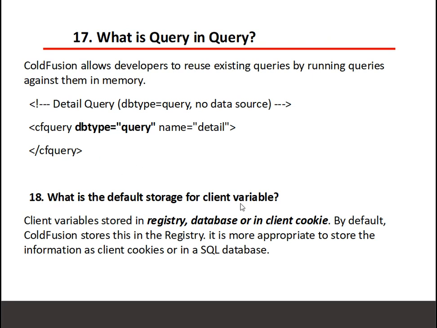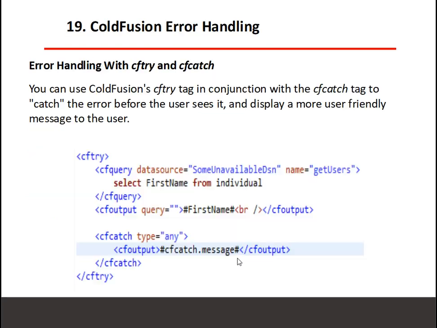What is the default storage for client variables? Yeah, there are three storages, right? Registry, database, or cookie. By default, it is stored in the registry. We recommend you store in client cookies. If not, then in the database. It is again an important question.